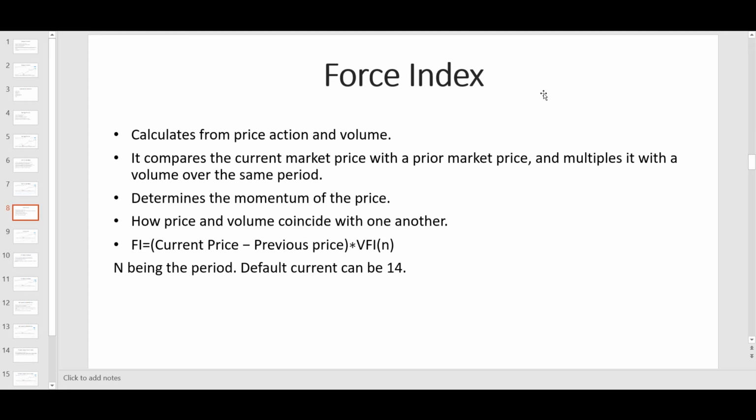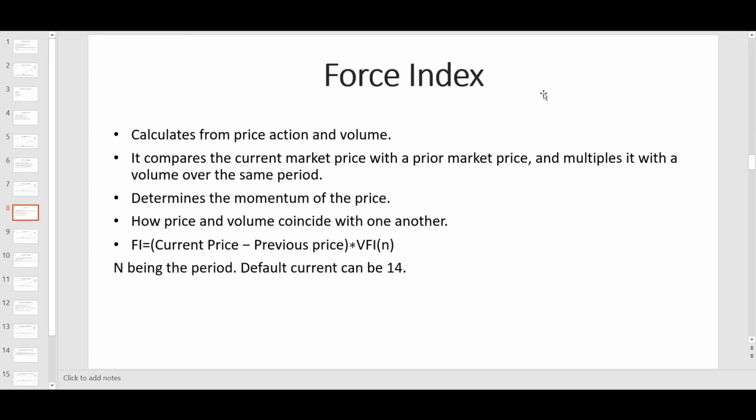For the force index, we compare the current market price with the previous market price and multiply it with volume over the same period. For example, if you take 14 days, we take the current price and the previous price and multiply using the default or average value of volume over 14 days, which determines the force index.